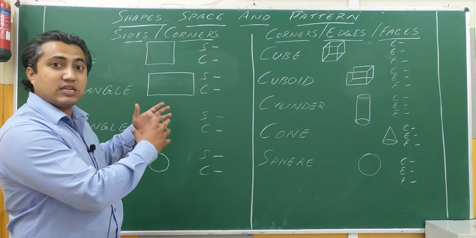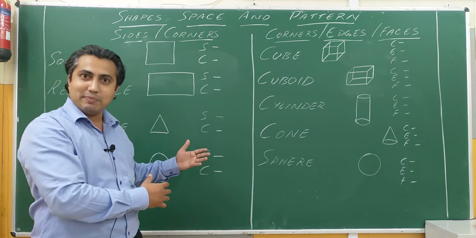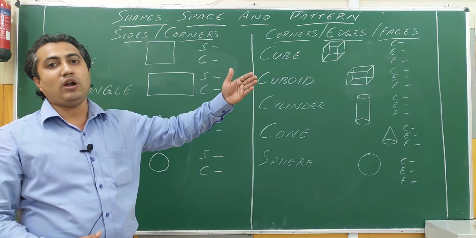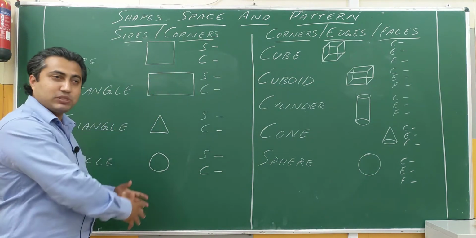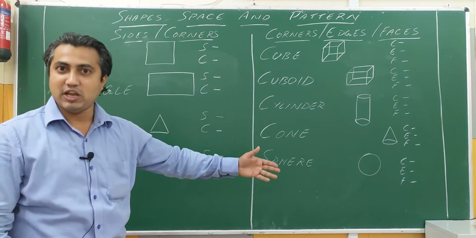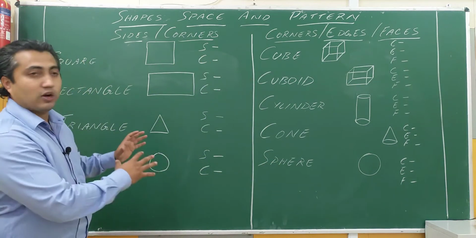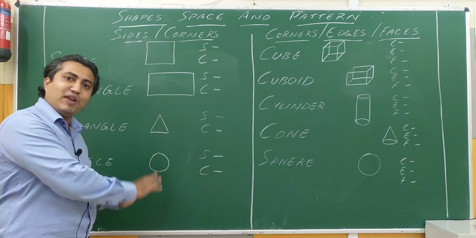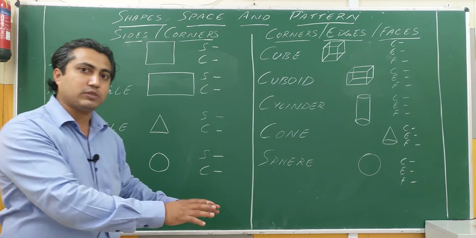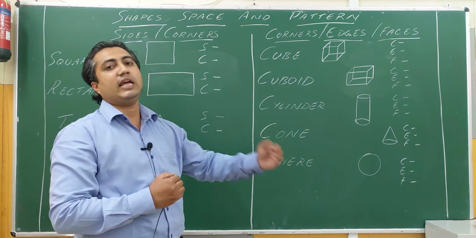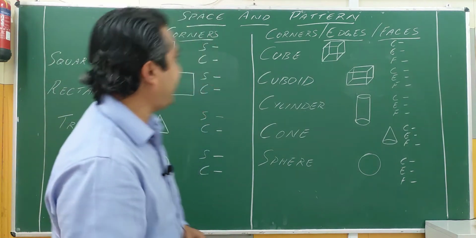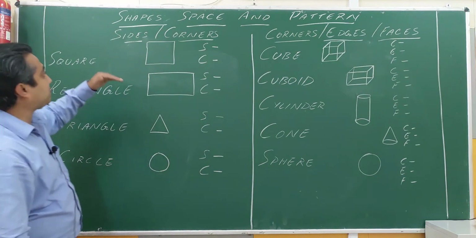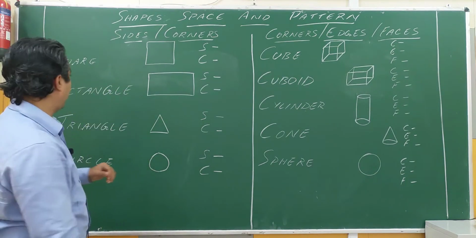We had discussed that flat shapes are called two-dimensional, and solid shapes are called three-dimensional. We had discussed a few flat shapes and a few solid shapes also. Here we are going to discuss the same flat shapes and solid shapes, but in a little more detail. Let me try to explain what we are going to discuss here.